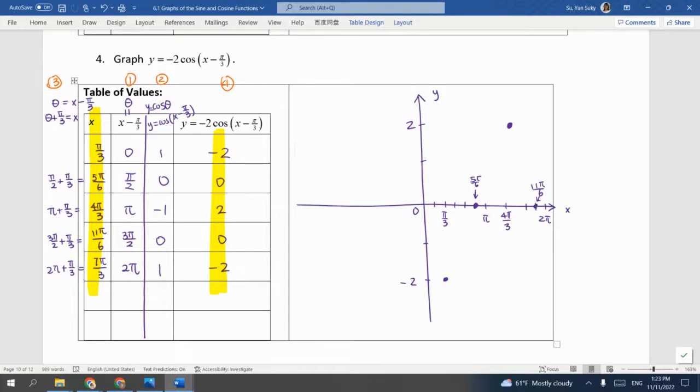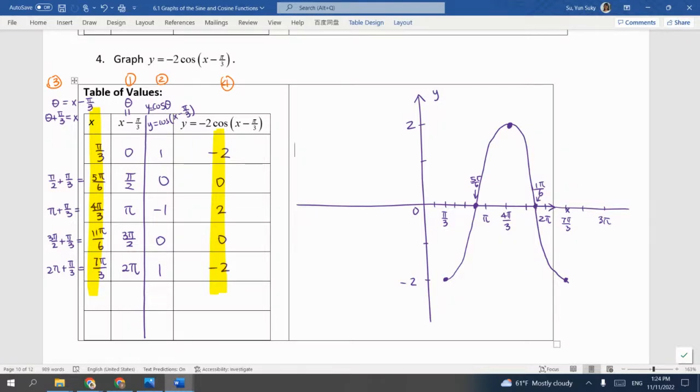And then finally, 7 pi over 3. Oh, we gotta keep going. Yeah? So that's pi, that's 2 pi, and let's say this is 3 pi. And 7 pi over 3, we cut it into 3 pieces. And this is 7 pi over 3. And we get -2. Okay? So finally, connect them smoothly. So this is the graph of -2 cosine of x minus pi over 3. Is that okay, everybody?